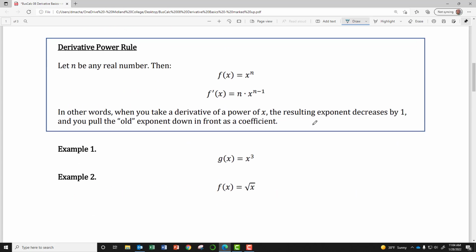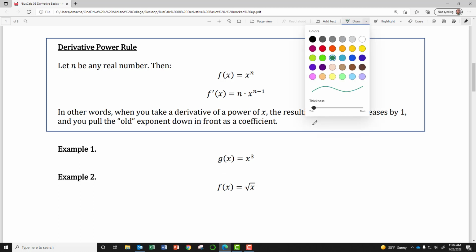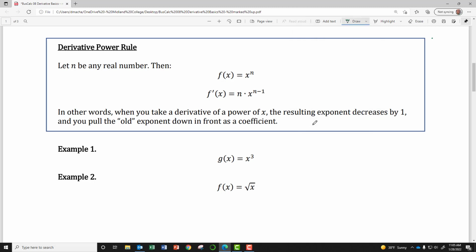Okay, and this next one is called the derivative power rule. We're going to let n, the lowercase letter n, be any real number. And then if we have a function which is just x raised to the n power, we have a formula now for the derivative. We say the derivative is going to be n times x to the power n minus 1.